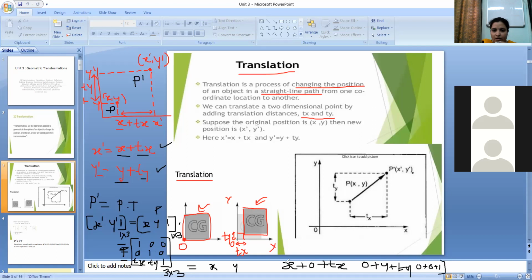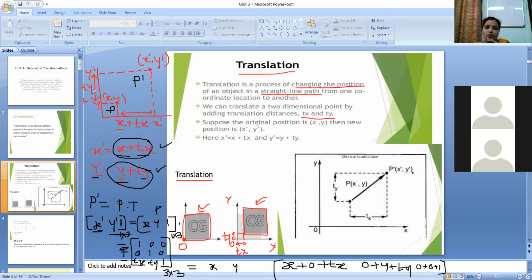Now see, the first term I have got is X plus 0 plus TX. That means X plus TX, and I am going to equate it to X dash. On the left hand side you have X dash, Y dash, 1, equal to the first element, second element and third element. Let's see the second element, 0 plus Y plus TY. So ultimately Y plus TY is the value of Y dash, the second term in the matrix, and the 1 is as it is. So what have I done?